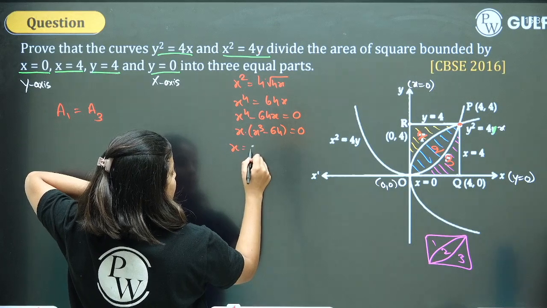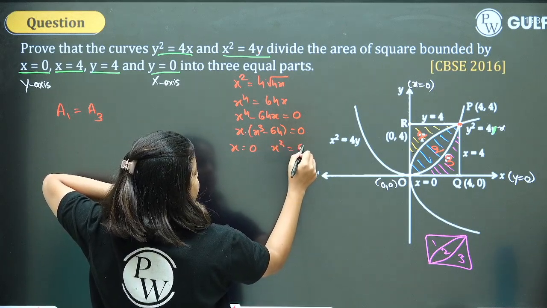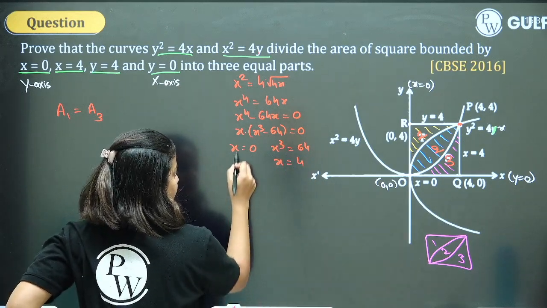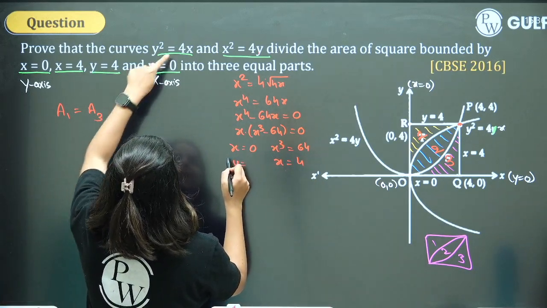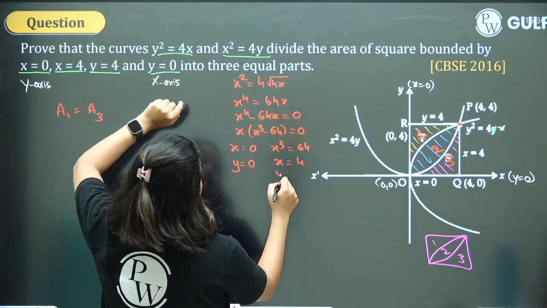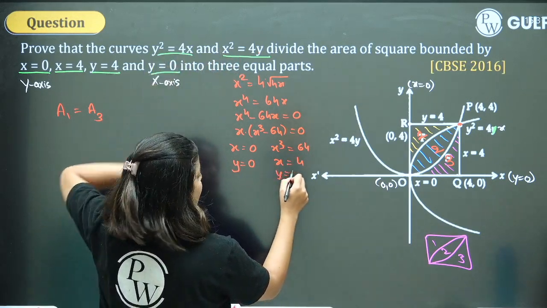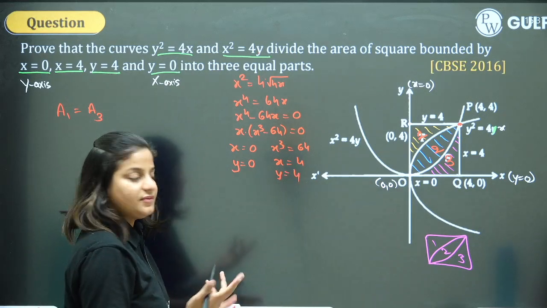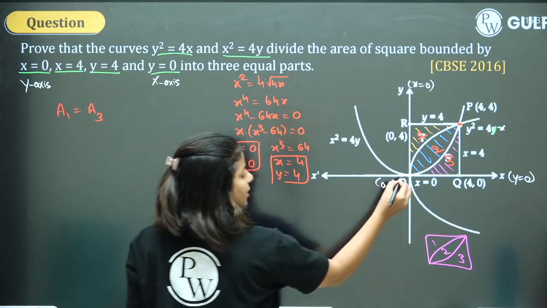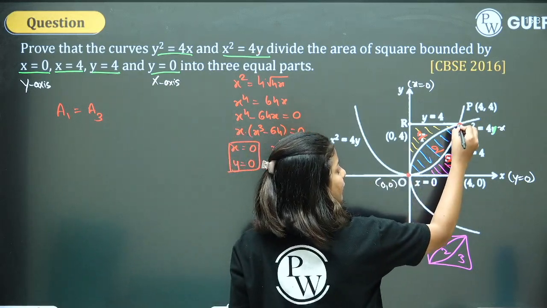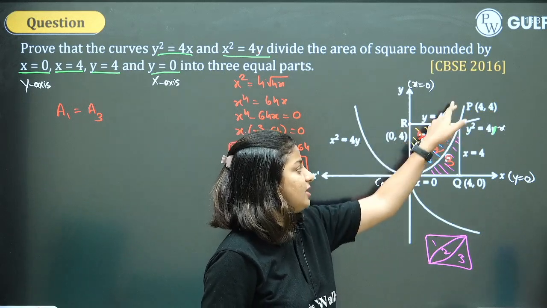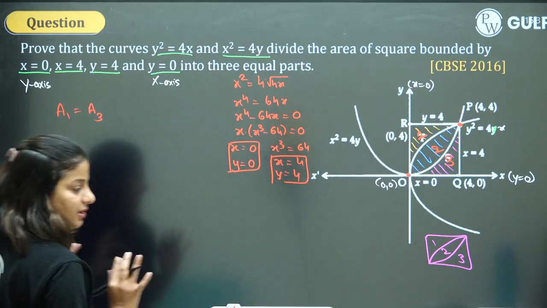Product of two things is 0, x equal to 0 or x cube equal to 64, which gives me x equal to 4. When x is 0, y will also be 0. And when x is 4, 4 times 4 is 16, y will be square root of 16, 4. So what are we getting? Points of intersection are 0,0 and 4,4. That means the points of intersection and the lines all form a square properly.